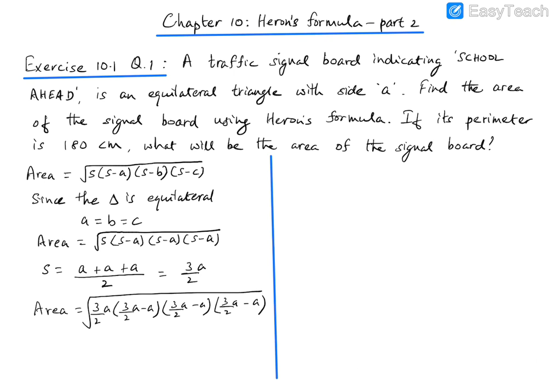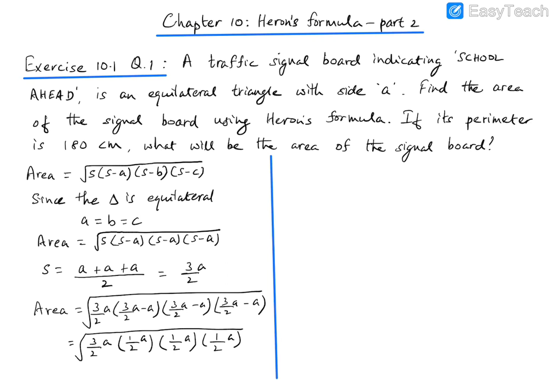So basically the first term is 3 by 2a. The second term is 3 by 2a minus 1a. You know that 3 by 2 is 1.5, and 1.5 minus 1 is 1/2. So 3 by 2 minus 1 is 1 by 2. We'll get the first part here as 1 by 2a, and similarly the next one is also 1 by 2a, and the third one also is 1 by 2a. All of these are under the root.